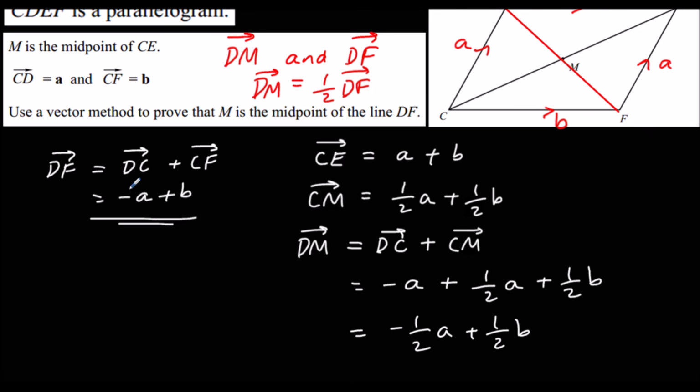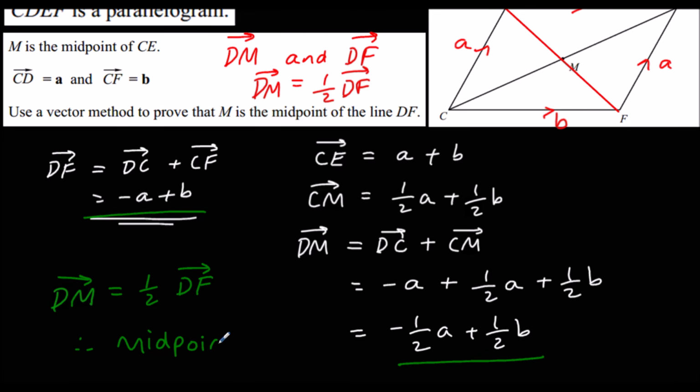and here we have, so we've got D to F is minus A plus B, D to M is minus a half A plus half of a B, which means D to M is half of D to F. Therefore, it is the midpoint. M is the midpoint. D to M is halfway of the journey from D to F.